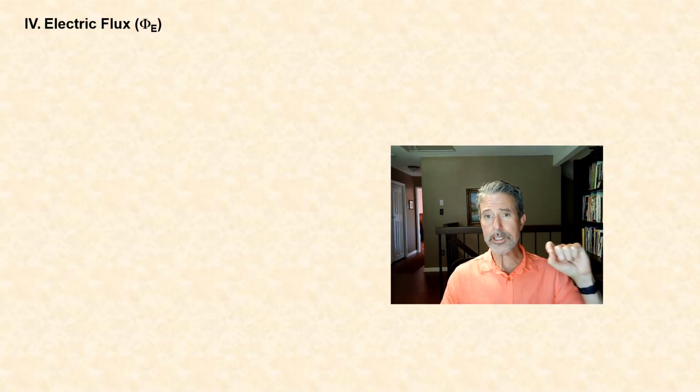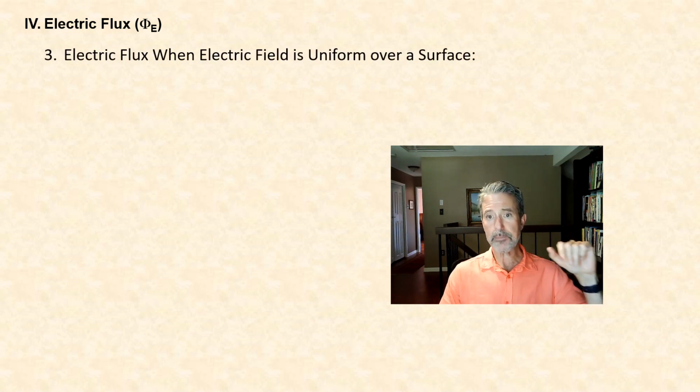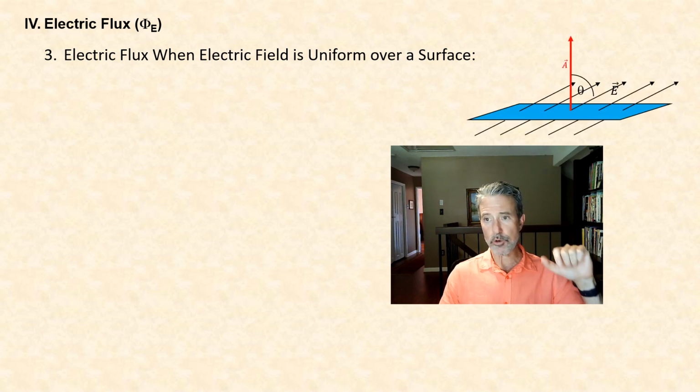So we've talked qualitatively about the meaning of electric flux, saying that the electric flux is a measure of the number of field lines or the amount of field that penetrates a given surface. But how do we calculate it in a quantitative way? We'll start by considering the simple case where the electric field is uniform over a given surface. So notice here we've got this flat blue surface. Notice that we have a uniform electric field, uniform in both magnitude and direction over that surface.